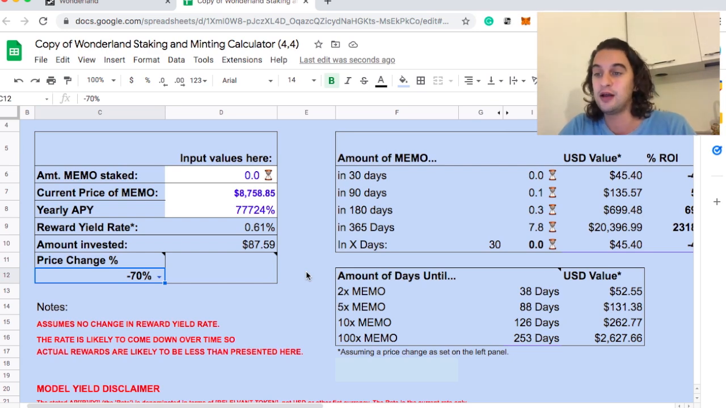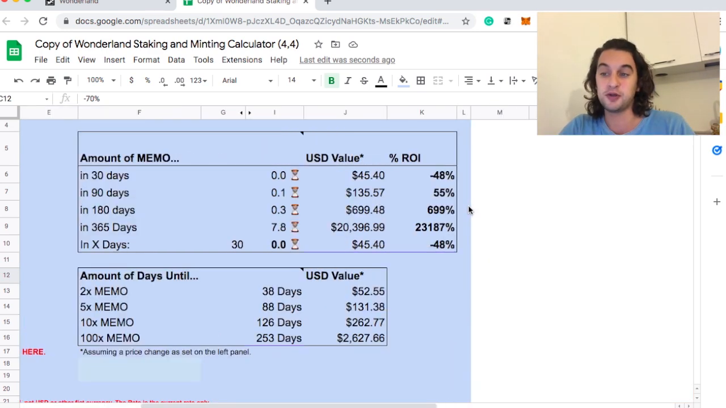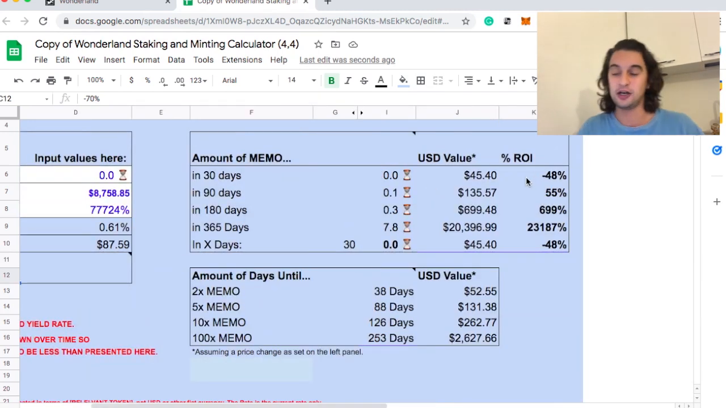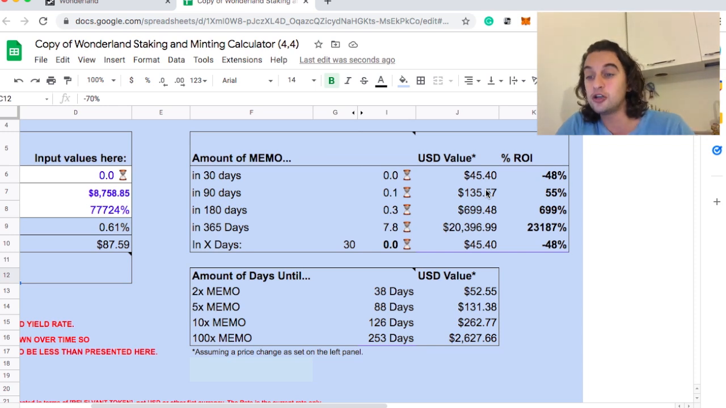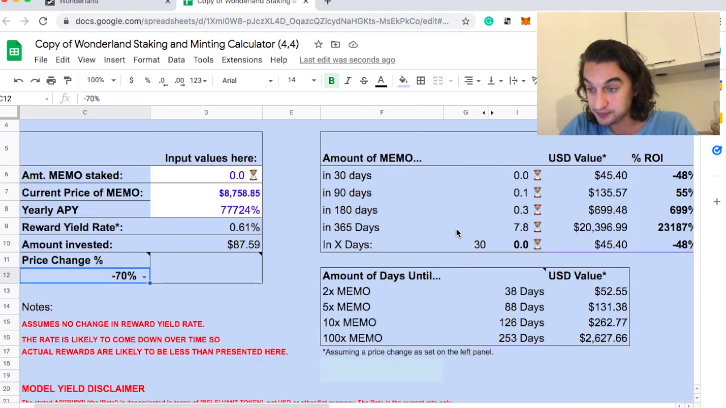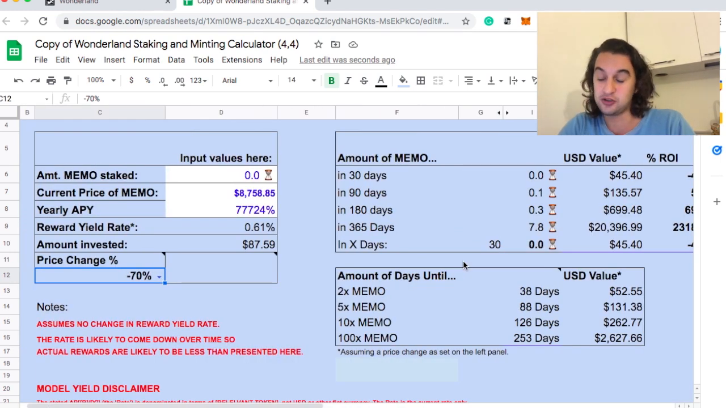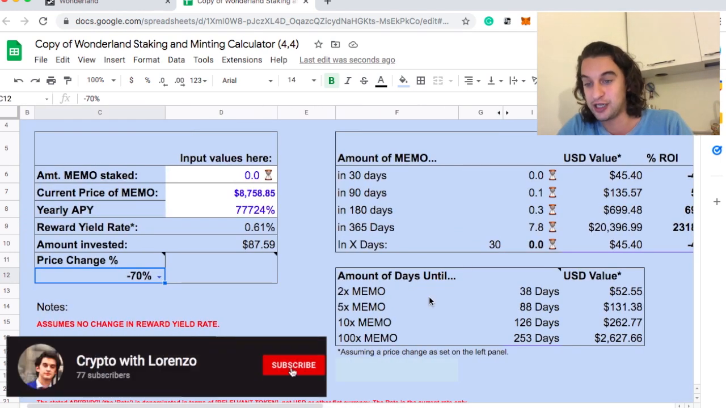What happens here? Well, in 30 days you will be on a 50% loss. So not on a 50% loss, but from the $87 you invested, you will come out with $45. In 3 months, you will have around $135. On the long term, in 1 year, you will still have $20,000 from an $87 investment, which is completely massive if you ask me. So the amount of days also that you do 10x, 100x on your MIMO, whatever.